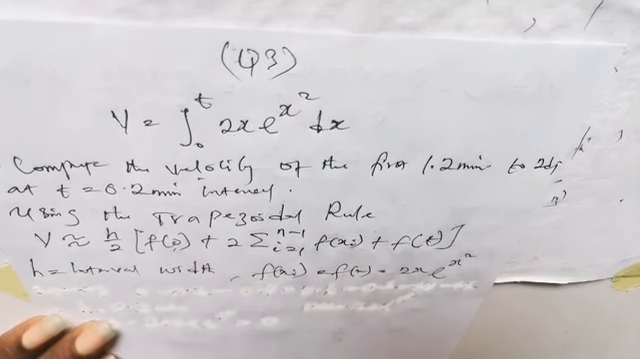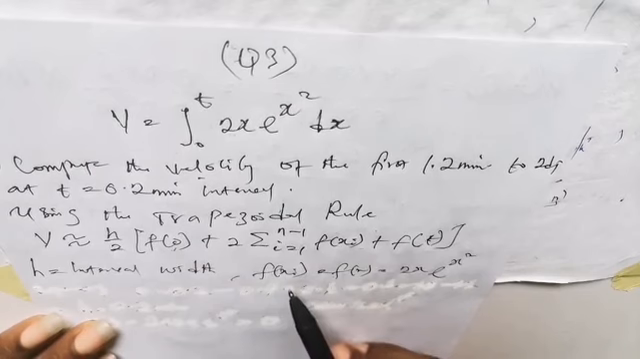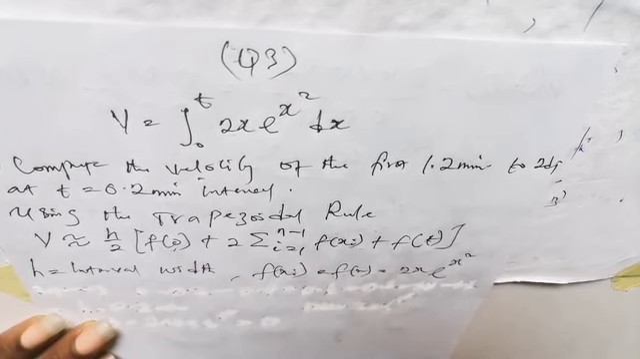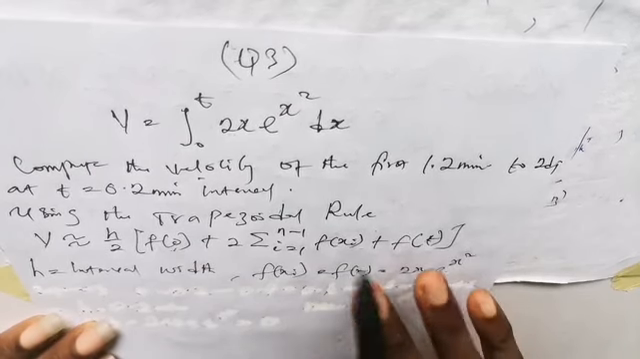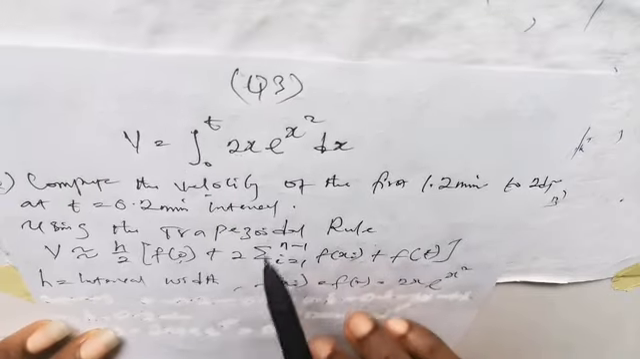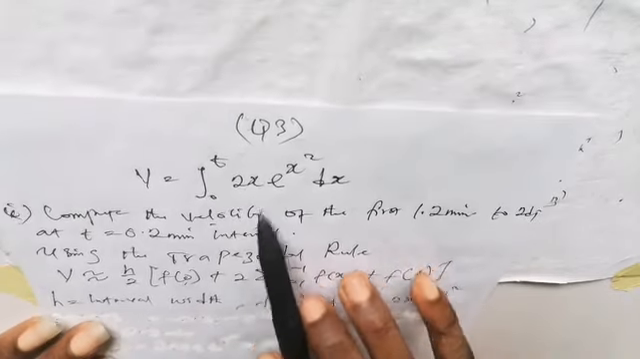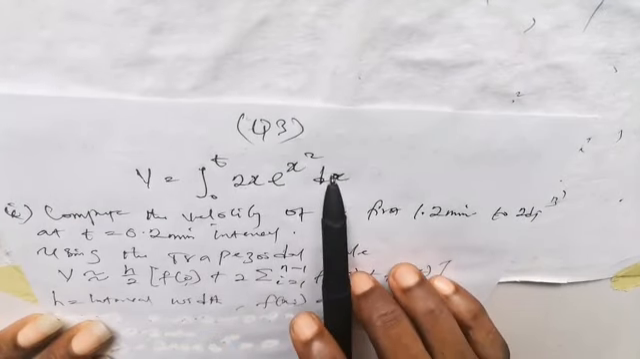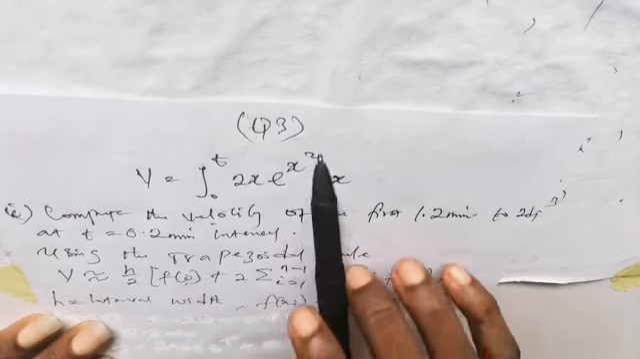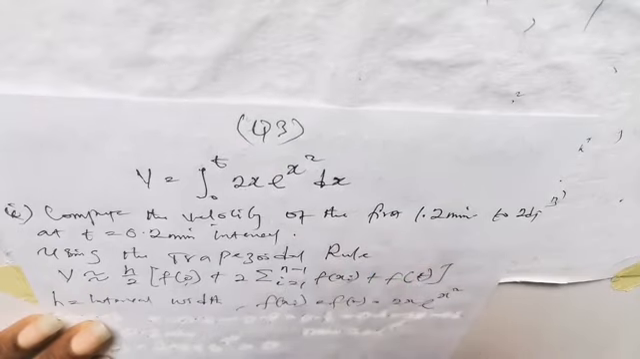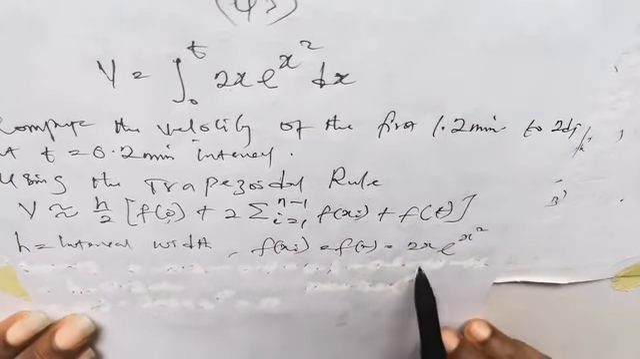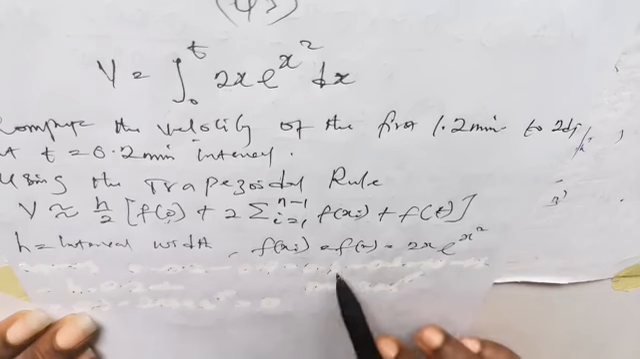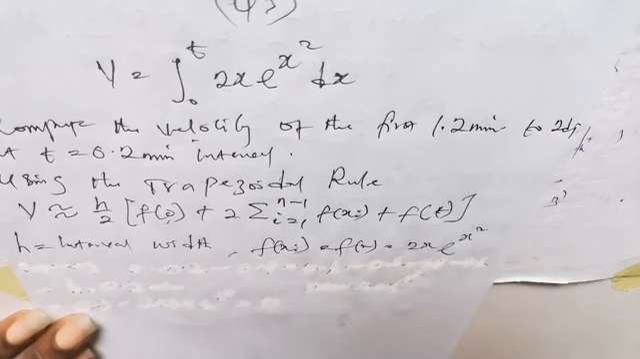h stands for the interval width, and of course f of x simply means the function at the intermediate interval. So it stands for the given function f of x. From the question here, we have integral from 0 to t of 2x exponential x squared dx. So 2x exponential x squared becomes the function. So f of x equals 2x exponential x squared. So we are now to find the values of this function at the intermediate intervals.